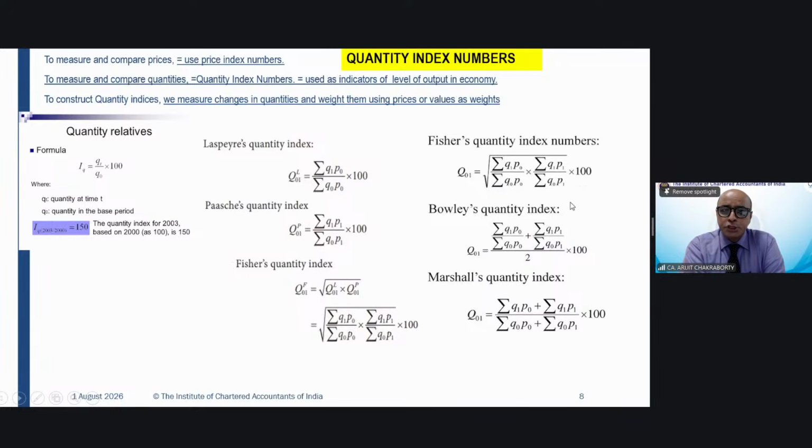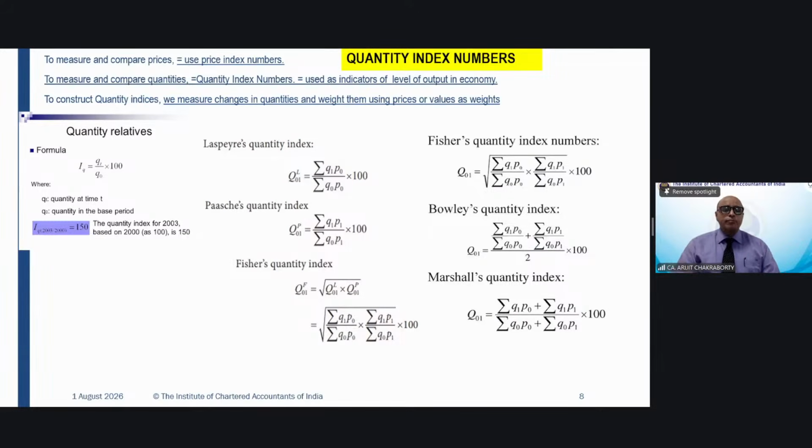Second term, I'm just hovering my cursor. The second term of the Fisher's quantity index number, Q1 P1 by Q0 P1, ये है क्या? असल में ये है purchase quantity index. So you can see in the Fisher's quantity index number, both the last period's quantity index and the purchase quantity index are taken, the product is found out, and the square root is taken. That means it is the geometric mean.